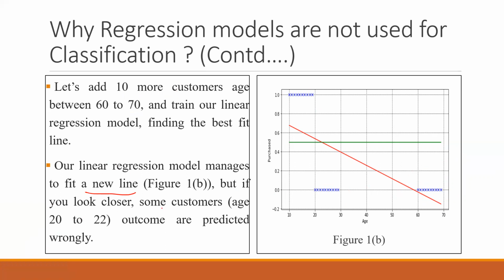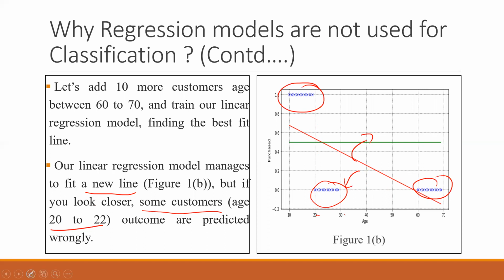But if you look closer, some customers aged 20 to 22 have their outcomes predicted wrongly. If you look into this, by using this linear regression, you can easily see that this one and this one are on the right hand side of the red line, but in this section, 20 to 30, these people are coming on the left side, so this does not look right. This is not the best way.